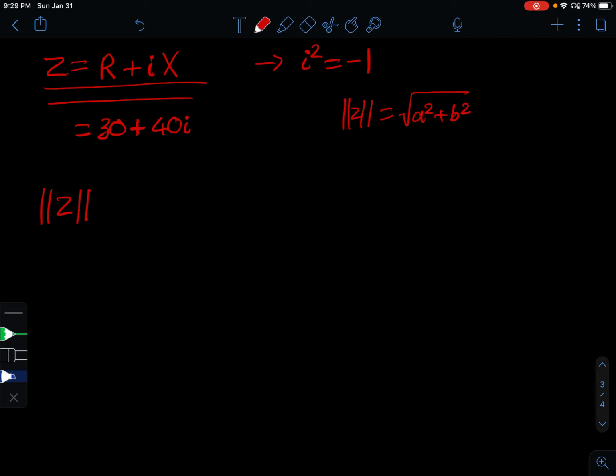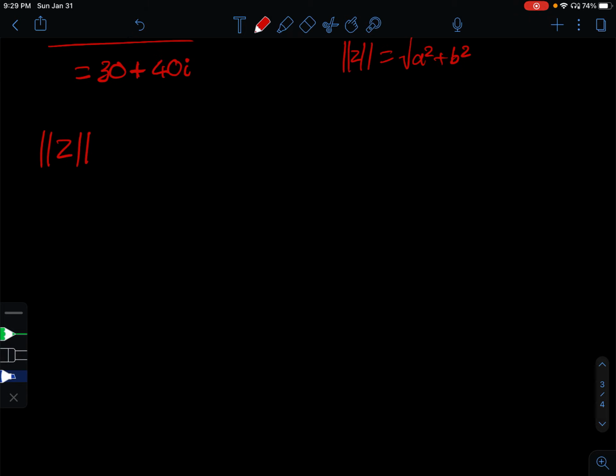Honestly, you don't need to memorize this. If you know the Pythagorean theorem, then you know how to do this. Now, in this case, 30 is A, and 40 is B. So this is equal to the square root of 30 squared plus 40 squared. And if you evaluate that, you'll find that you get 50.